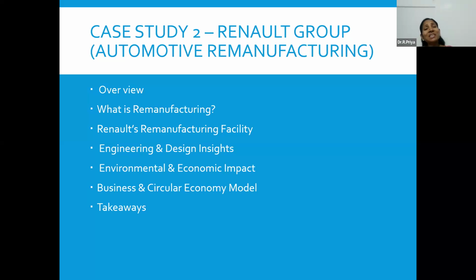Then what is the business and circular economy model at Renault? They operate on a closed-loop model: collect, remanufacture, redistribute. This extends the product life cycle, adds value from waste and reduces dependency on raw materials. The company integrates circular practices in product design, supply chain and also after-sales services.